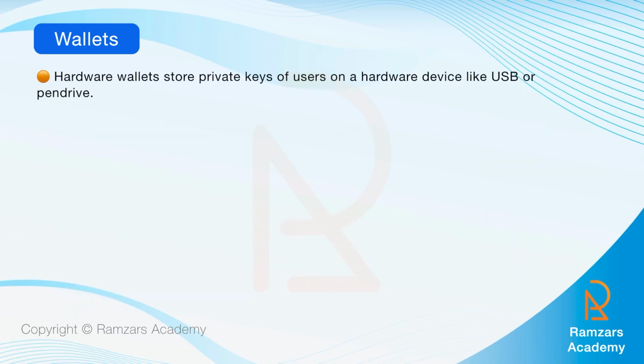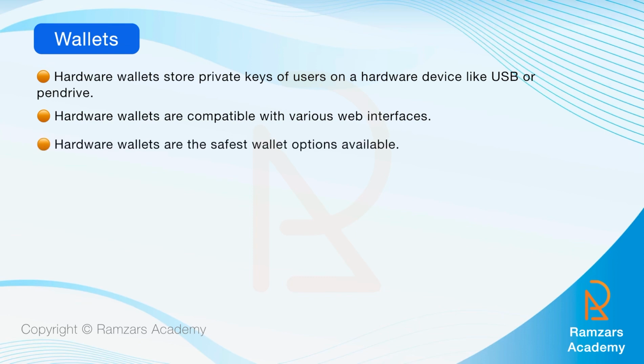After the software wallet, we have hardware wallets. These are hardware devices like USB or pen drive, which act as a wallet to store private keys of users. These wallets work with various web interfaces and they can be used to store keys for multiple cryptocurrencies. In order to use these wallets, just connect them to any internet-enabled device and provide your PIN. As the keys are not stored in a system connected to the internet, these wallets are pretty safe from many online hacks. Being offline, these are the safest wallet options available.